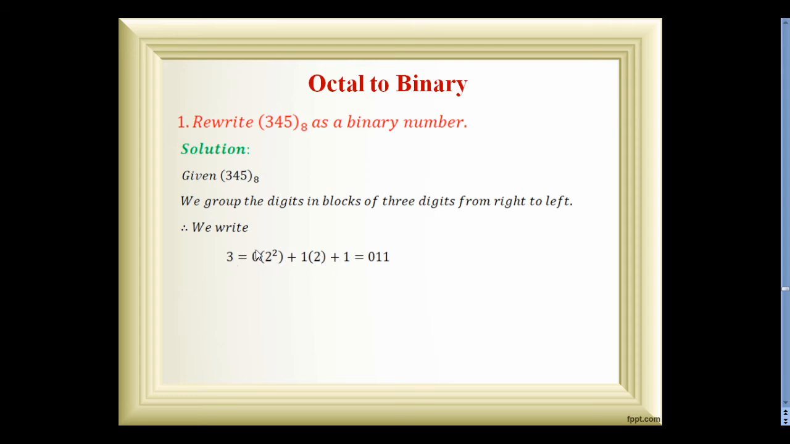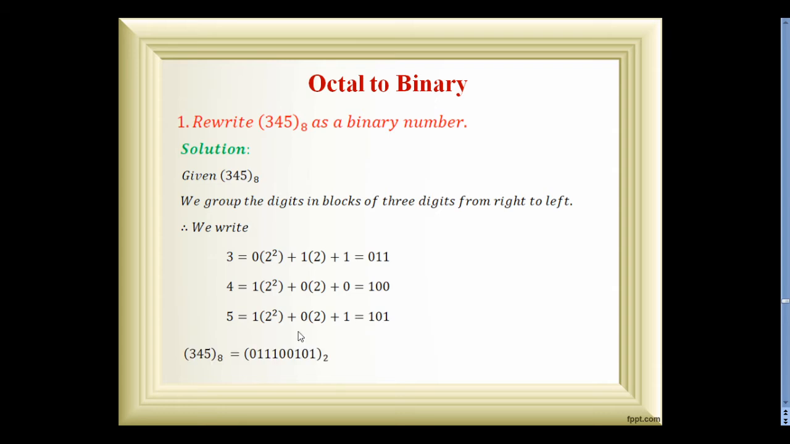Now we have to take the value 0, 1 and 1. It is the value of 0, 1, 1. Next take 4. In the same way we can write. First you write down the 2 powers value. Then you fix 1, 0, 0. Now we are able to fix 1 into 2 square, 0 into 2 plus 0. So this is nothing but 1, 0, 0. Then for 5 also we can write 1 into 2 square plus 0 into 2 plus 1. We can write 1, 0, 1.